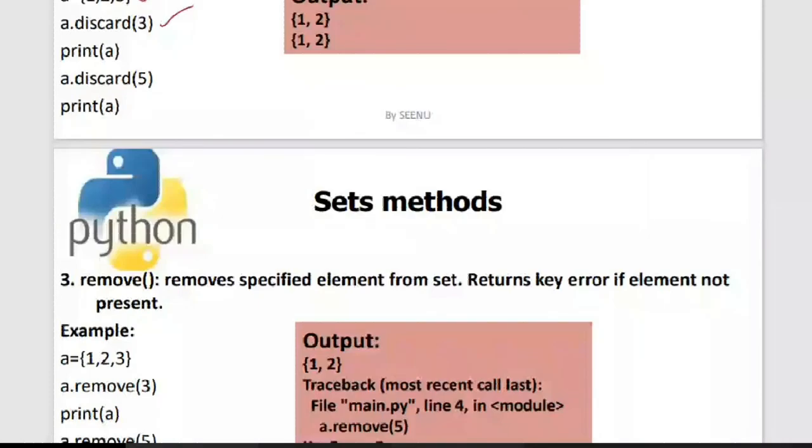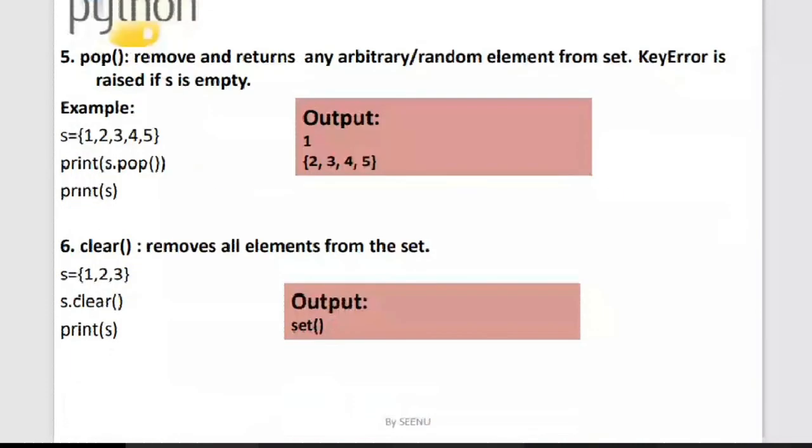It is not giving me a key error or anything like that. When I try to print A, it is printing the elements 1 and 2 for me on the screen. Whatever is there in the set, it is printing the set, but it's not giving me any error. The next method, the pop method, removes and returns any arbitrary random element from the set.